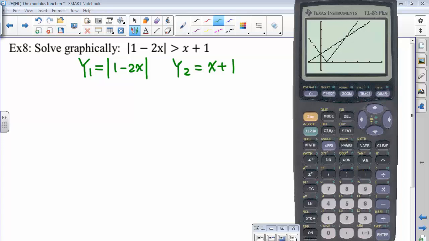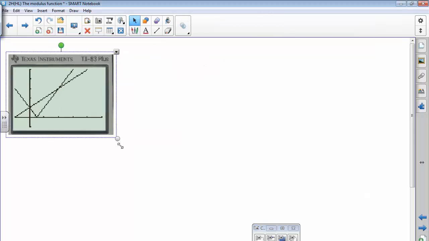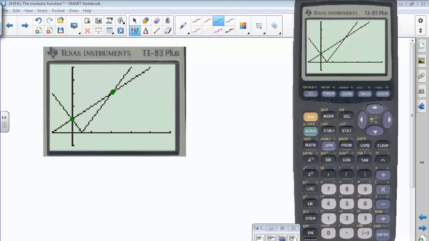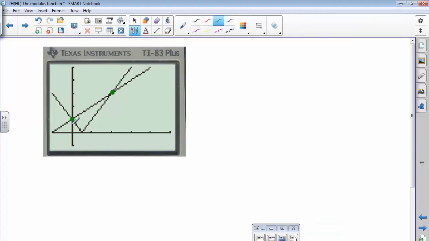So right now, I will take a picture of this graph. Okay, then let's find the points of intersection. But I only need the x value for both of them. So for the x value, you just repeat all the steps as before: second trace, then find function 5. And you will find that this x value is 0. And this x value is 2.